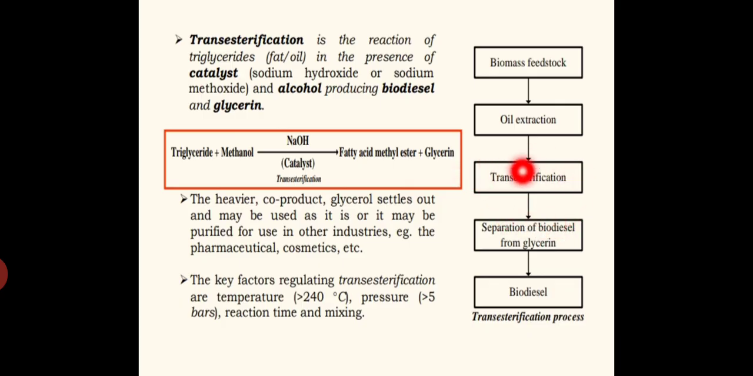Once the transesterification process is carried out, separation of biodiesel and glycerin will take place, and from that we will be extracting the biodiesel, and glycerin is used in other industries like pharmaceutical and cosmetics, etc. So this biodiesel is an energy efficient form of the biomass.